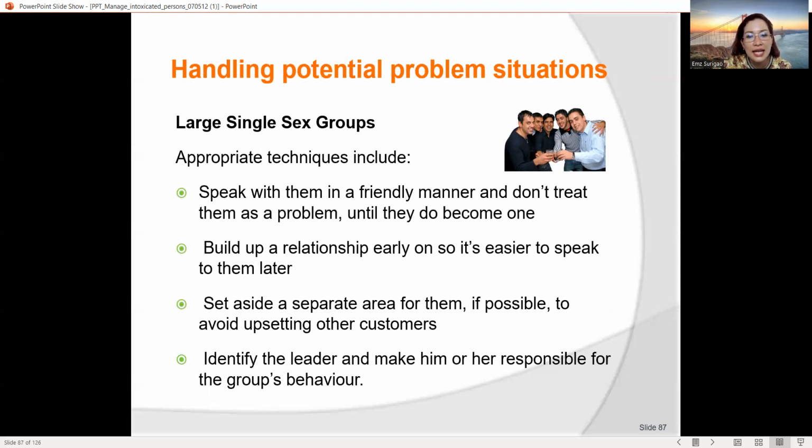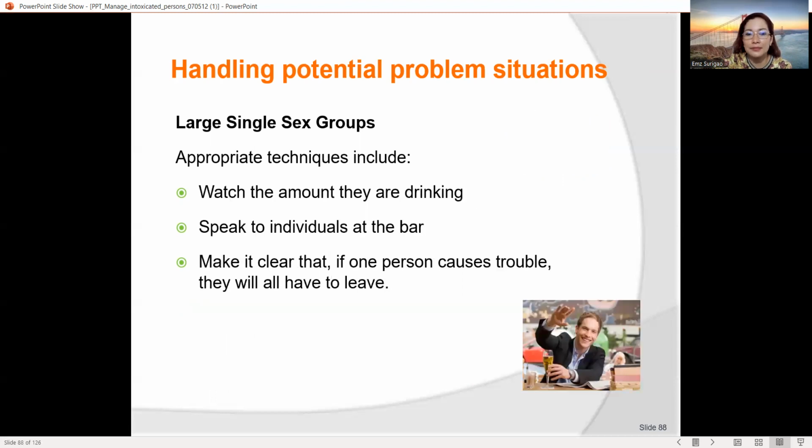Okay, so set aside a separate area for them if possible to avoid upsetting other customers. Because if they are in a large group, they are noisy because they are a large group. So sometimes, some bars have a closed area or separate rooms. Identify the leader and make him or her responsible for the group's behavior.